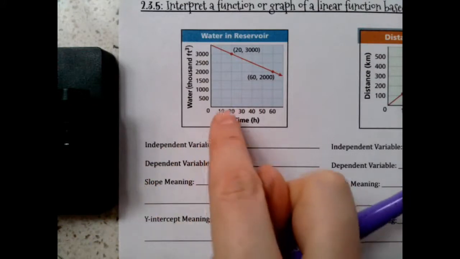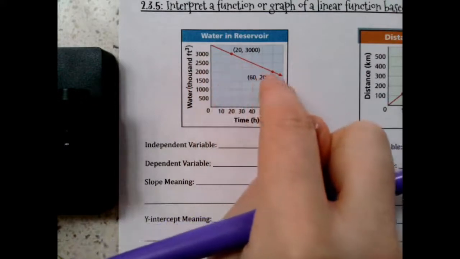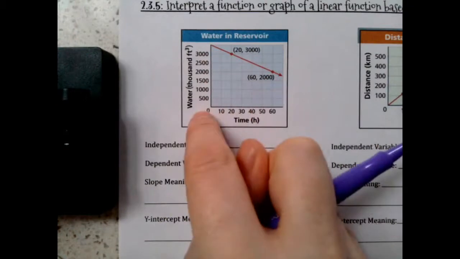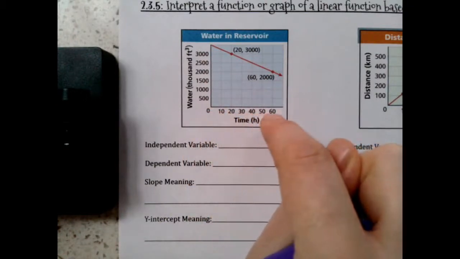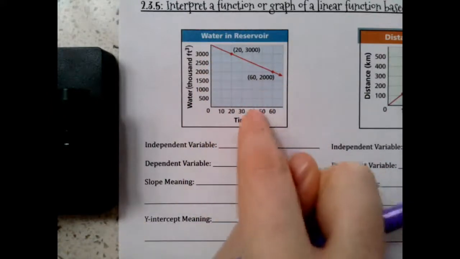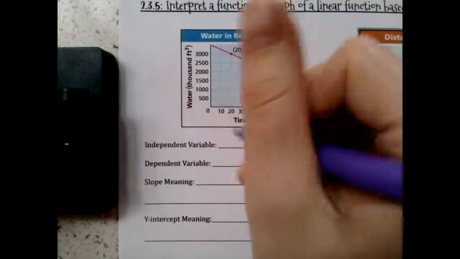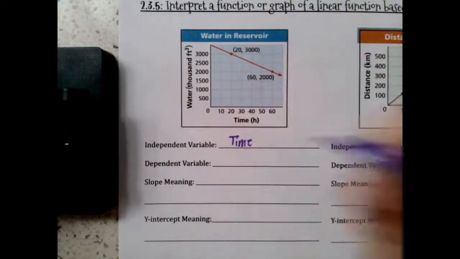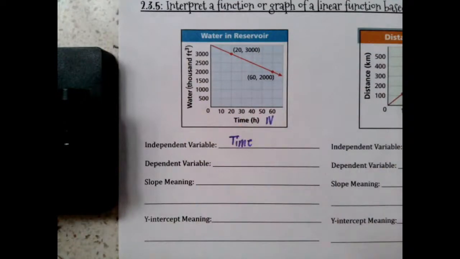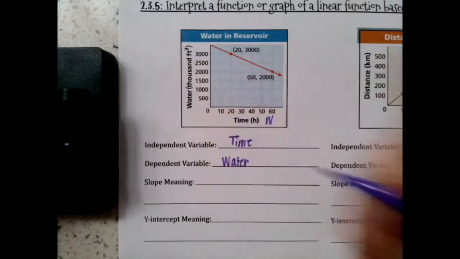So does it make sense that as hours pass, the water goes down? Or does it make sense that as the water goes down, that makes hours pass? Hopefully you realize that the water going down cannot make time go any faster. So the independent variable, the one that is causing the change to happen, is time. And our independent variable is always on the x, so you could also use that. Dependent variable then will be the water.